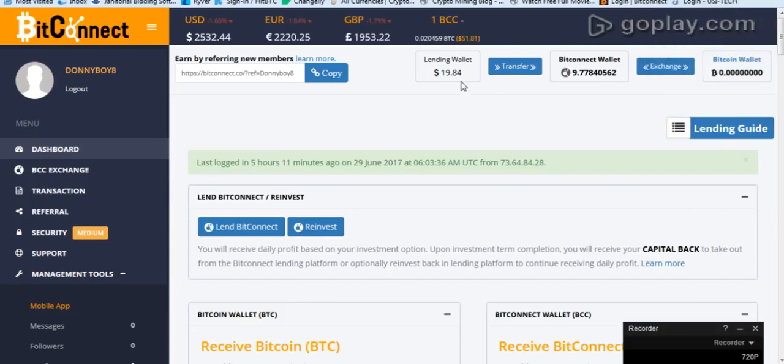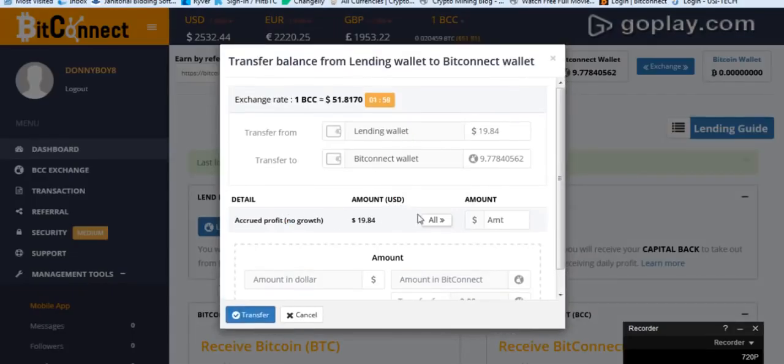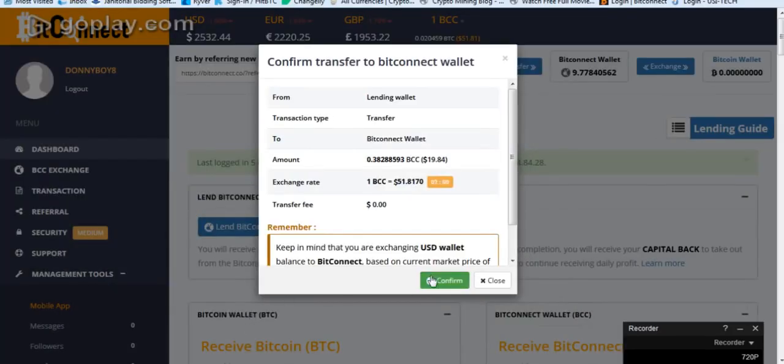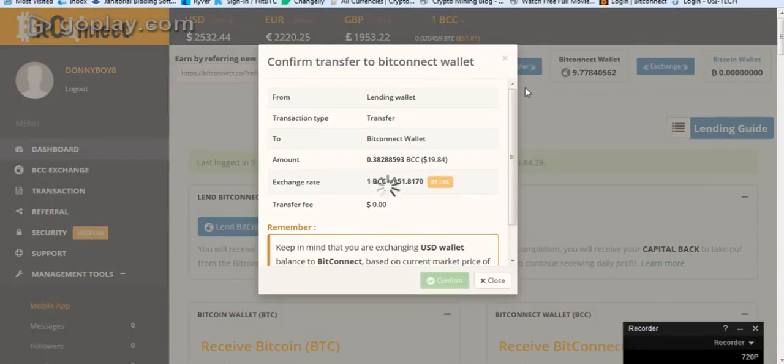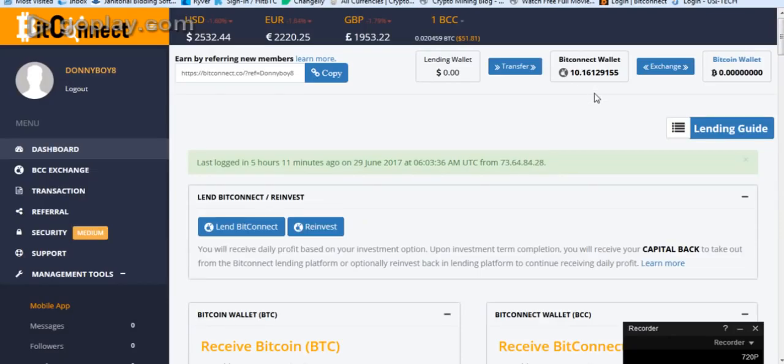Looks like there's a $19.84 payment. So this is what I usually go in during the day. I'll hit all, and you can see right now I have 9.778 BitConnect tokens. If I transfer that, it's free to transfer in between. Now I have 10.16.